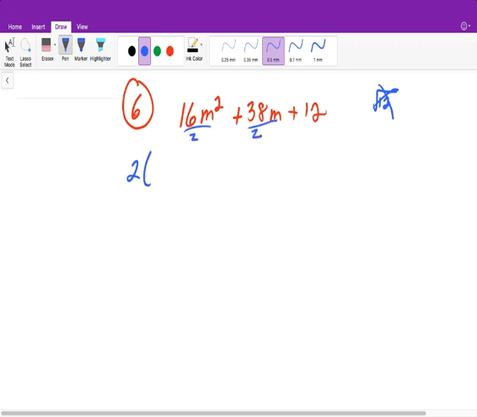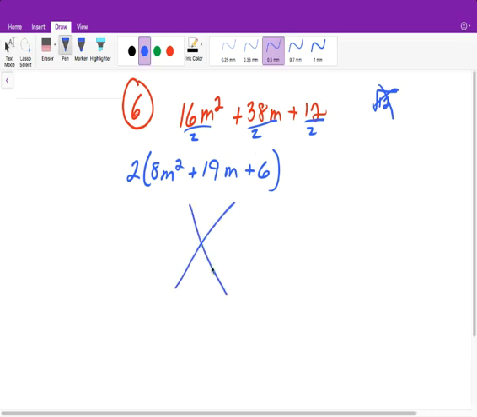So when I factor out a 2 from all of these, I'm left with 8m squared plus 19m plus 6. All right, now 8 and 6 are not perfect squares, so we can't use a perfect trinomial for this one either. So we're going to go ahead and draw our x, write our multiplication sign, our addition sign. 8 times 6 is 48, and then this middle number just drops, so it's 19.